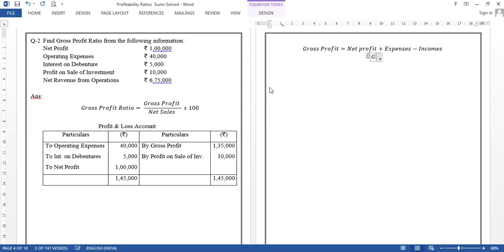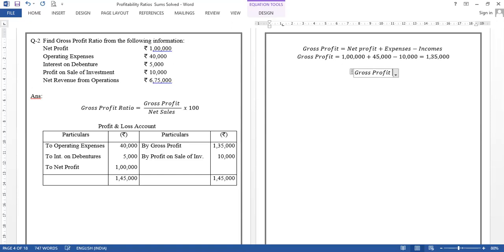Okay, so gross profit is equal to net profit is rupees 1 lakh. Expenses can be seen as operating 40 and interest on debentures is 5. So 45,000 minus incomes is rupees 10,000. So the difference is 1,35,000. Because I have both the values with me, I have net revenue from operations, I have gross profit with me. Let me write the formula and place the value.